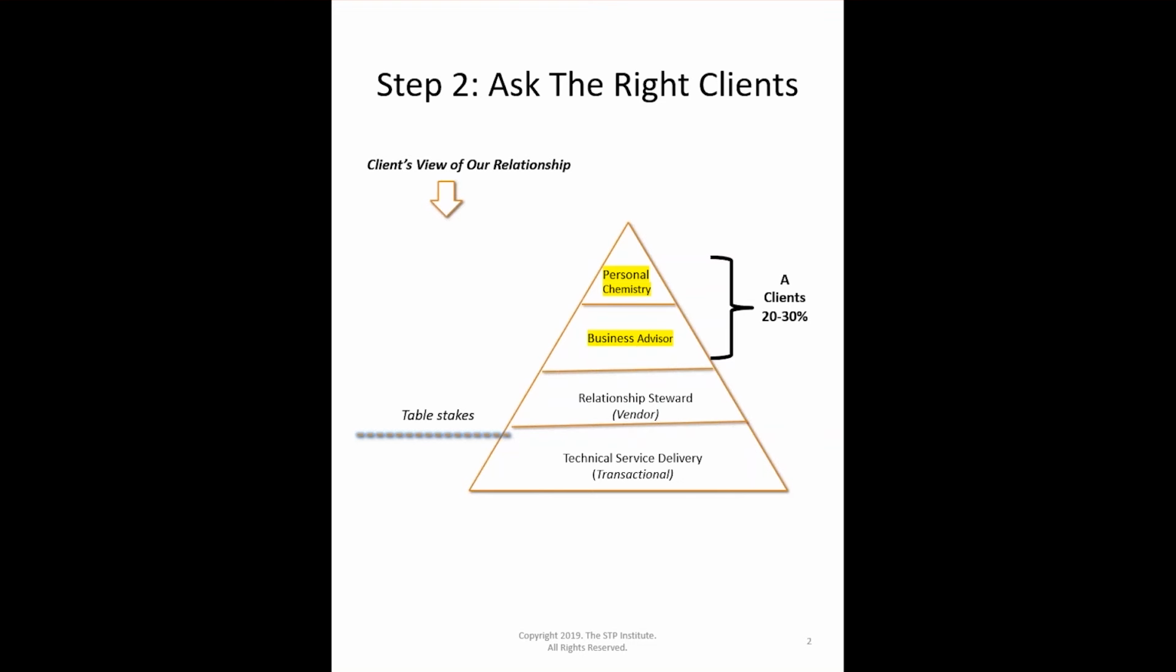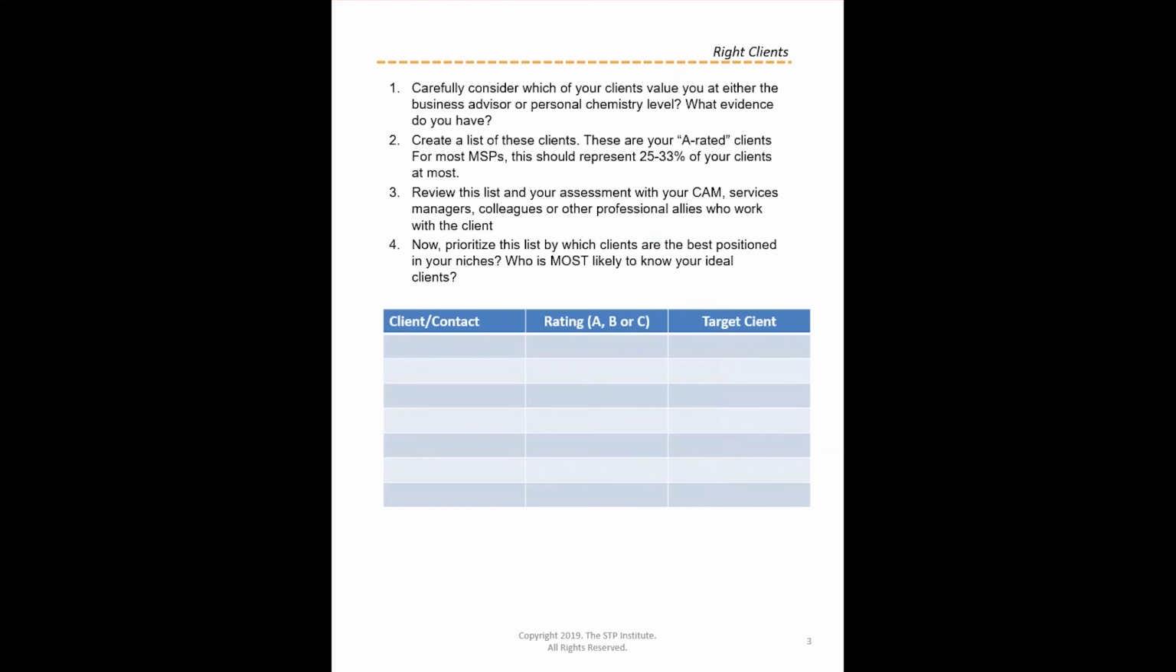And then what we found is it's very easy to identify those clients where you have those top 2 relationship values, where they see you as being strong in terms of personal chemistry and also value you as a business advisor. Those are pretty easy to identify. And again, the way to do it is pretty simple. What we would suggest is you just start out with a list of clients, go through that exercise we just described, and define some prototypical vendor relationships, prototypical transactional relationships.